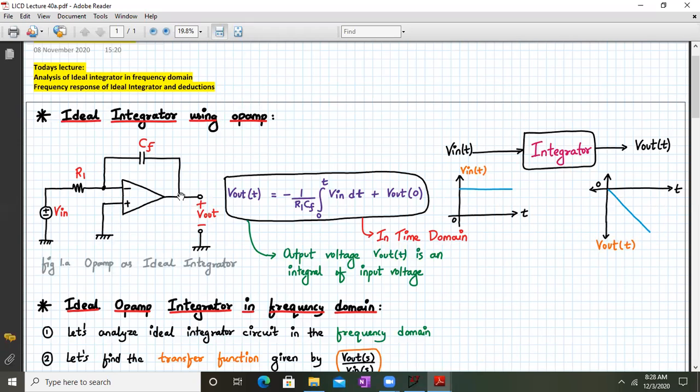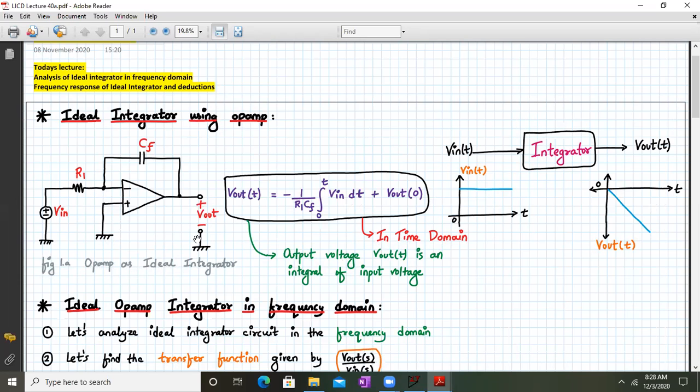So the ideal integrator circuit consists of a feedback capacitor between the inverting terminal and the output terminal, and we have a resistor R1 connected to the inverting terminal and to V in. So this is my Opamp circuit for the ideal integrator. It's very simple. What the circuit will do is integrate, right?